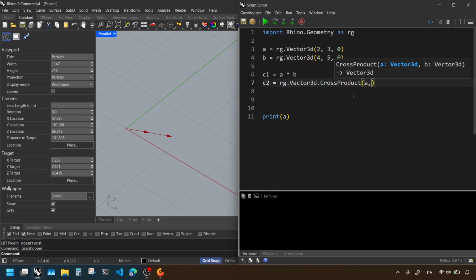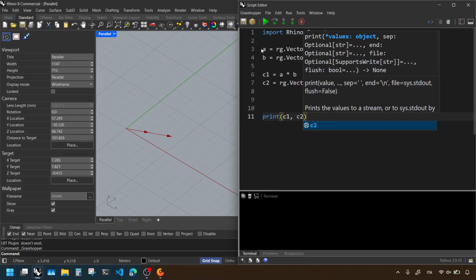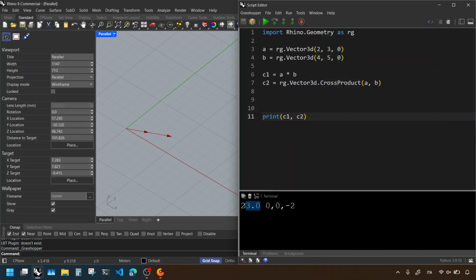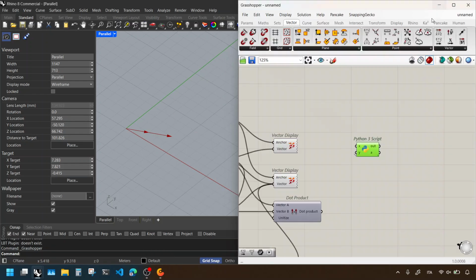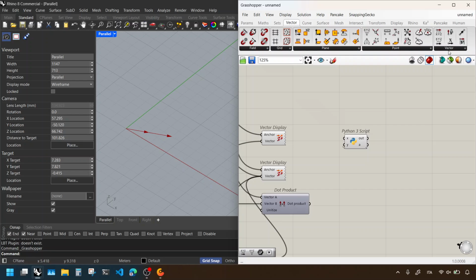And then you give it the two vectors, A and B, and these would be the dot product. We can print C1 and C2, and we can see the result. Indeed, 23 is the result of the dot product, and 0, 0, minus 2 is the result of the cross product, which is the same as we got in Grasshopper.